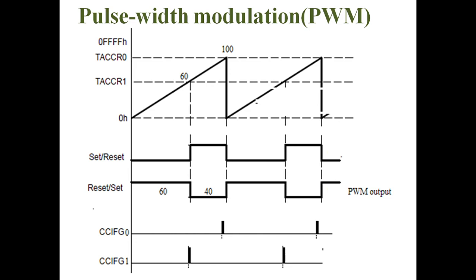And again the timer A register is reset, and the timer register value, the same thing is repeated. Like that, we can generate active high loads in the timer A register up mode, set or reset mode, and active low loads in the timer A register up mode, reset or set mode.